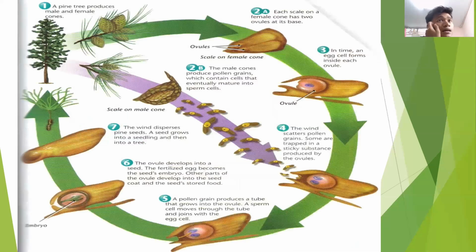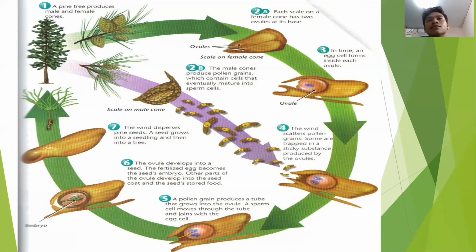So these are the figures of the gymnosperm life cycle. You can also refer to page 425 to see the figure. First, for the figure, the gymnosperm type is a conifer, a pine tree, which produces male and female cones. Second, each scale on a female cone has two ovules at its base, and the male cones produce pollen grains, which contain cells that eventually mature into sperm cells.